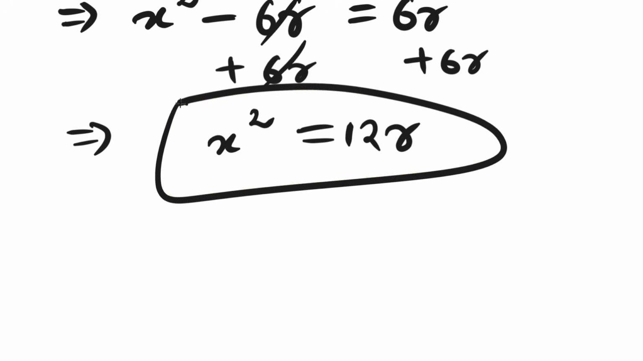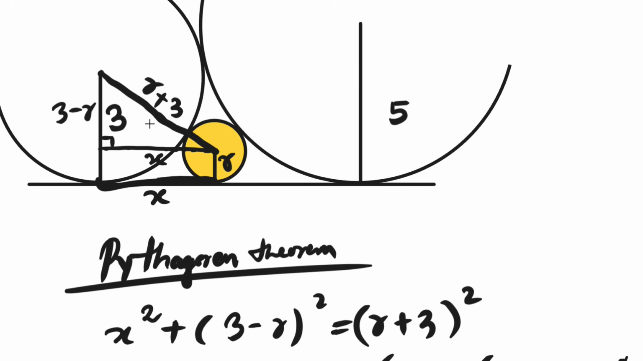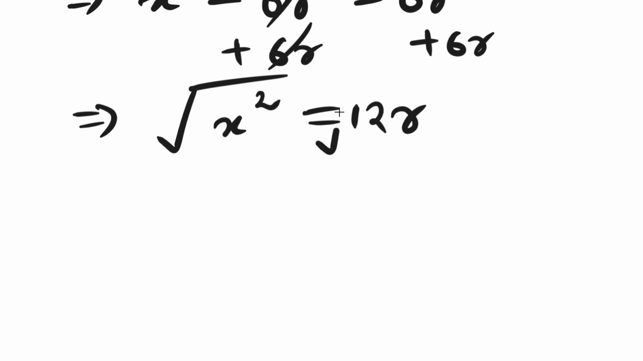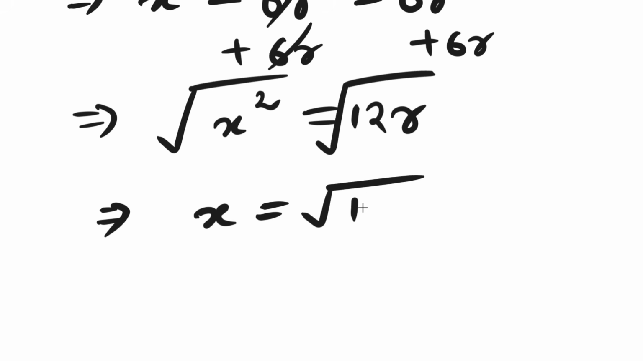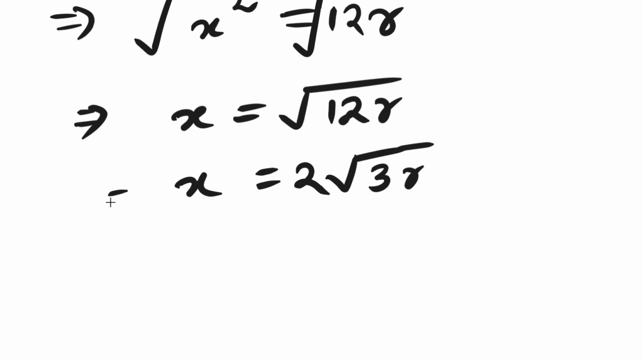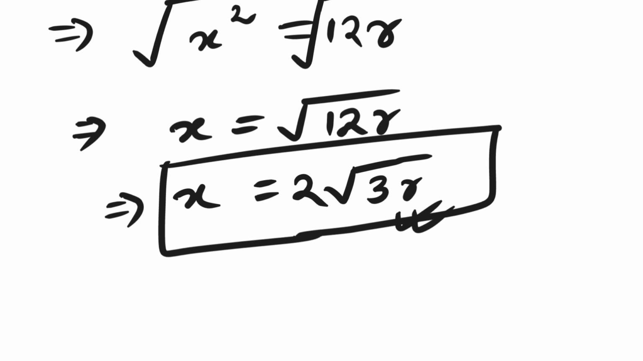This is a very useful result because now we know the horizontal distance x in terms of the unknown radius r. Taking the positive square root, since a distance cannot be negative, we get x equals the square root of 12r. We can rewrite this as x equals 2 multiplied by the square root of 3r. So keep that result in mind. x equals 2 multiplied by the square root of 3r.